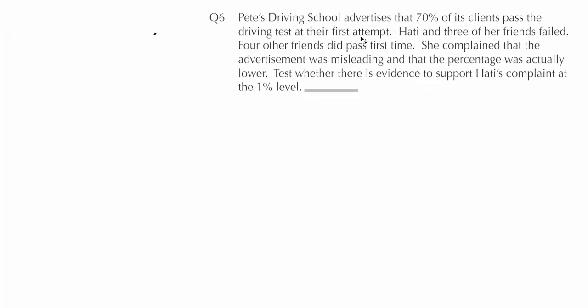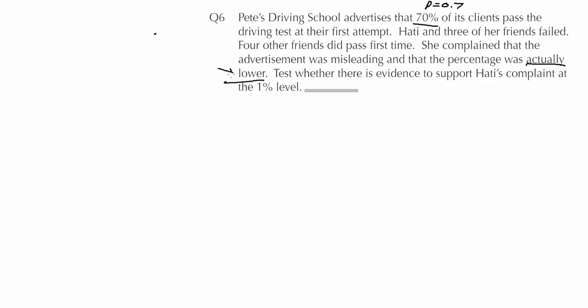There you go. Okay. Pete's Driving School advertises that 70% of its clients will pass the driving test the first time. So there's your p already: p equals 0.7. Hattie and three of her friends failed. 4 other friends did pass first time.